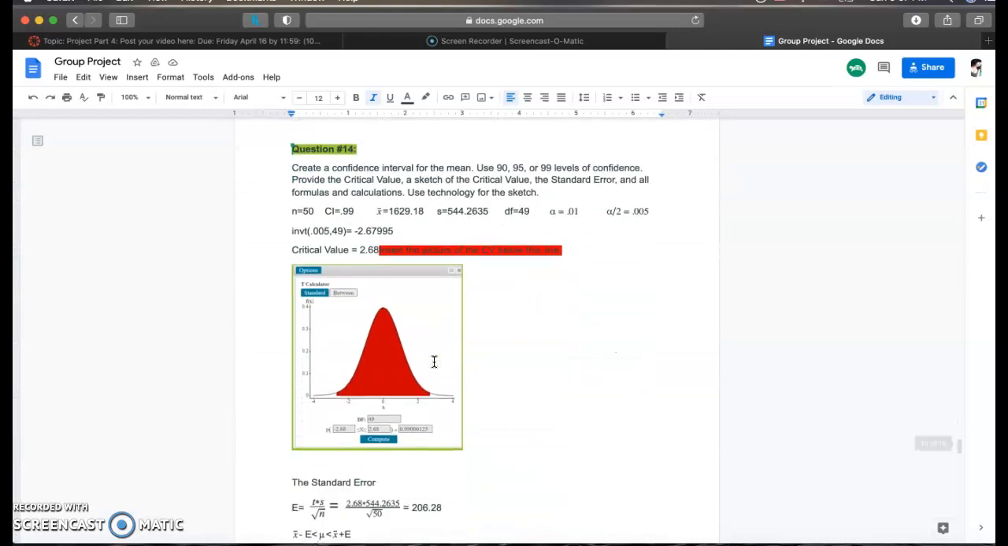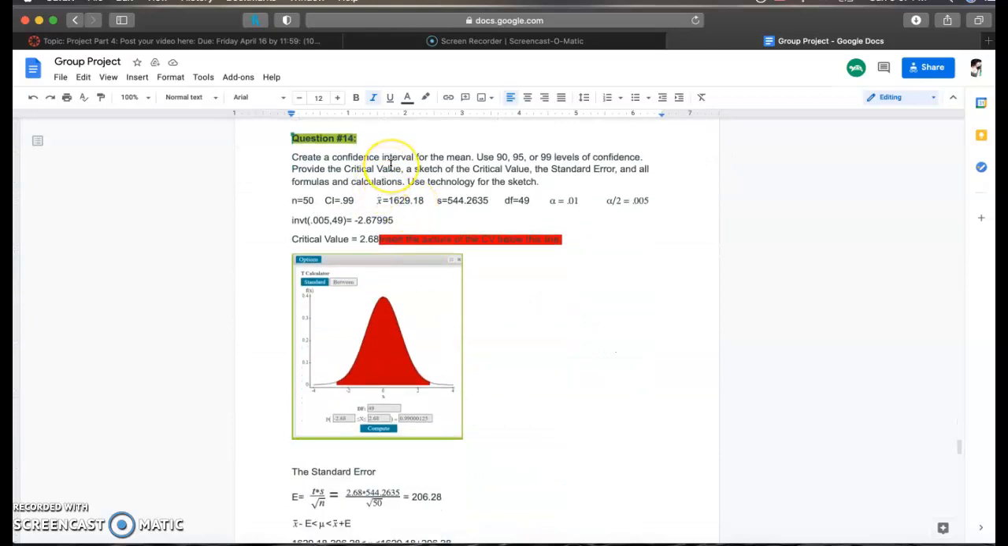Now moving on to question 14, we had to create a confidence interval for the mean using 90, 95, or 99 levels of confidence. We had to provide a critical value, a sketch of the critical value, and the standard error, and all the formulas and calculations. So these were all of our values here that we were going to plug into the formulas.